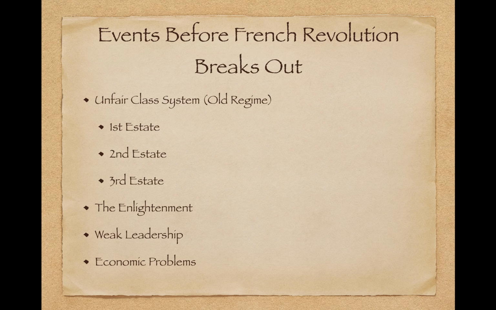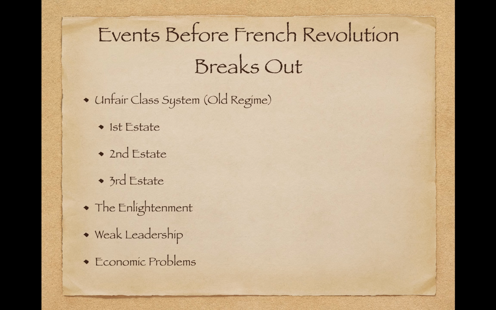The third estate is made up of three different groups. The bourgeoisie are middle class citizens. They have good jobs and make a decent amount of money, but they are not born into that noble family, and that's the big difference between them and the second estate. The bourgeoisie are forced to pay a lot of money in taxes. The next group is the city laborers, or city workers. And last but not least, the third group is the peasants.